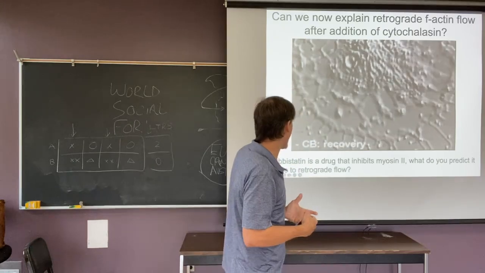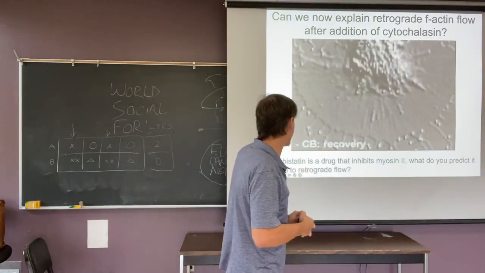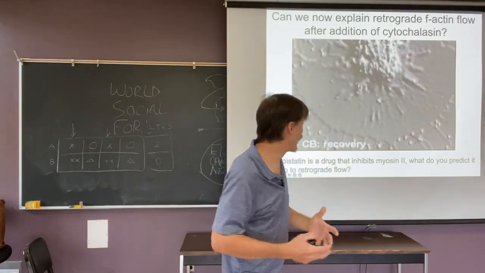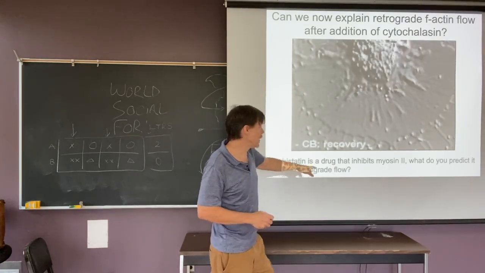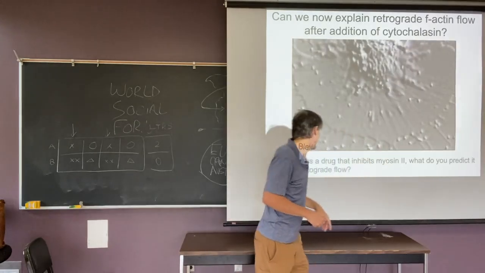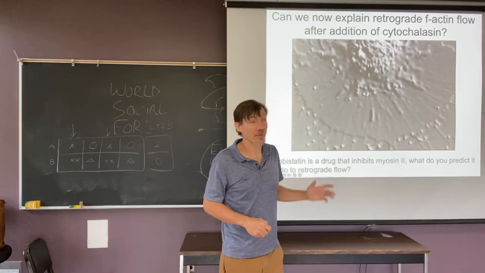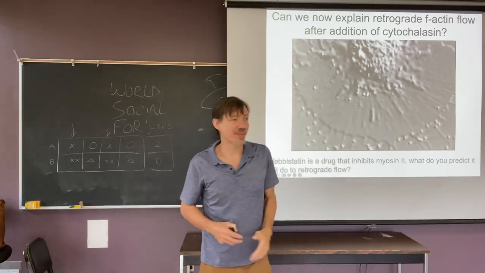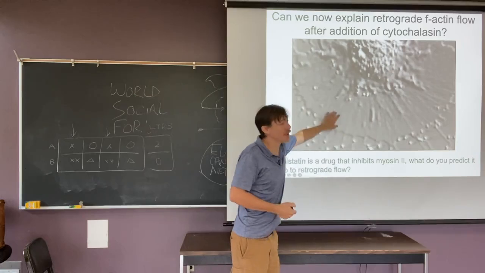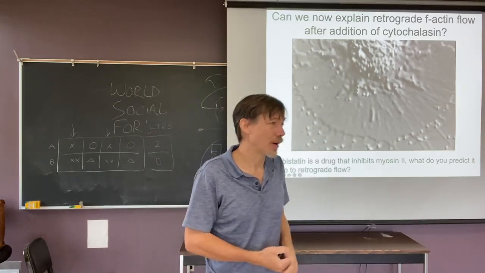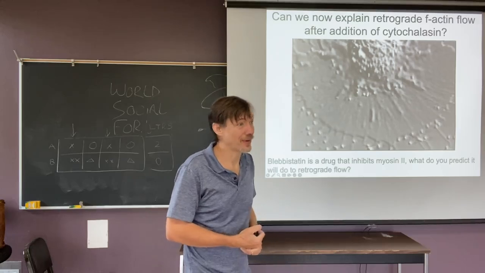And that more is non-muscle myosin 2. And we're going to talk about how it works. It turns out there's a drug called blebbistatin, and it inhibits myosin 2. What do you think that inhibition of myosin 2 would do to retrograde flow? I'll throw that out to somebody new. If myosin 2 is being inhibited, what do you think is going to happen to retrograde flow? Do you think it would speed up, slow down, or have no effect?